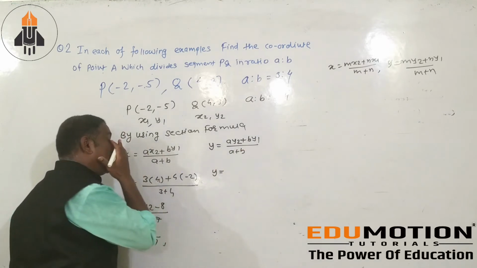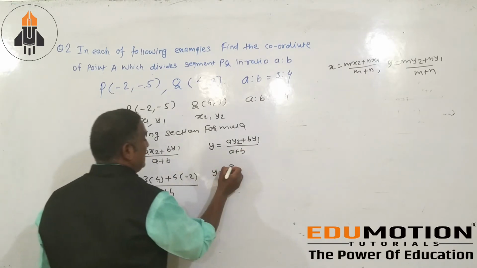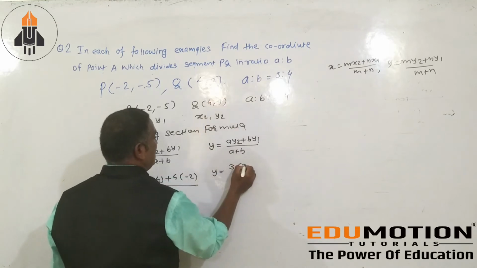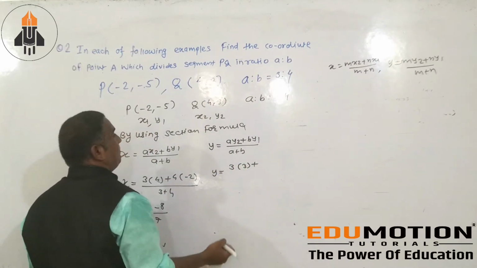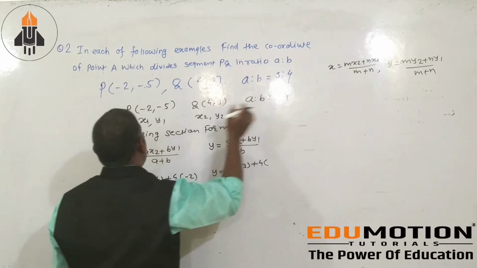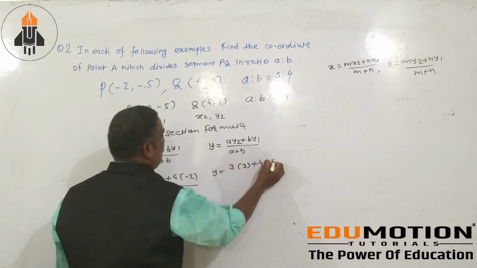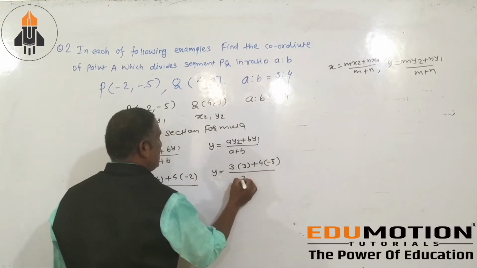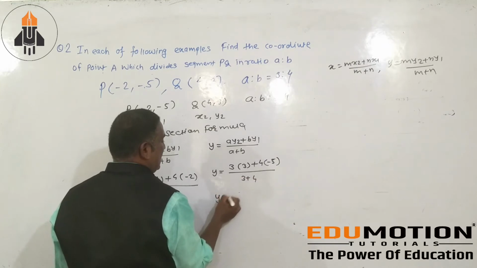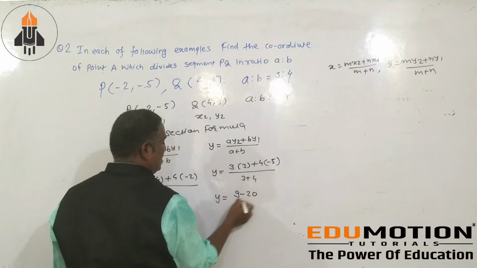Y equals to, what is the value of a? 3, y2 is 3, b is 4, and this y1 is minus 5, divided by a plus b, which means 3 plus 4. Y equals to 3 into 3, 9. Then this is your minus 20.